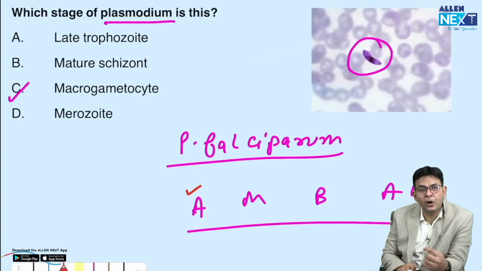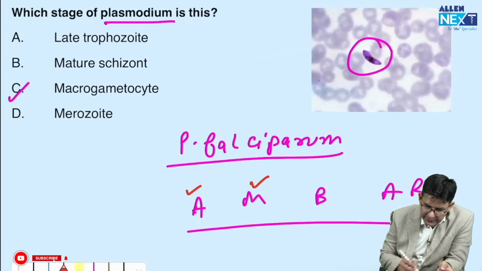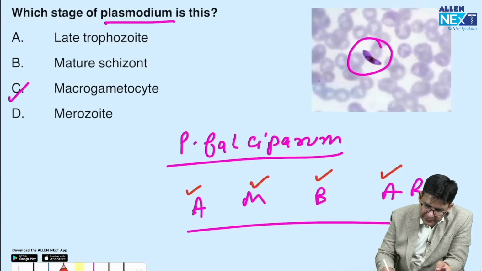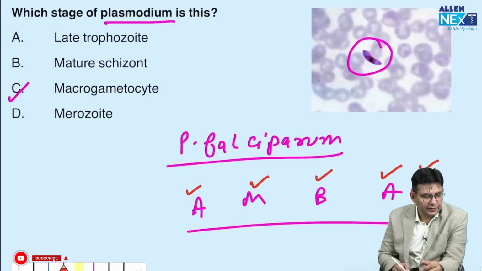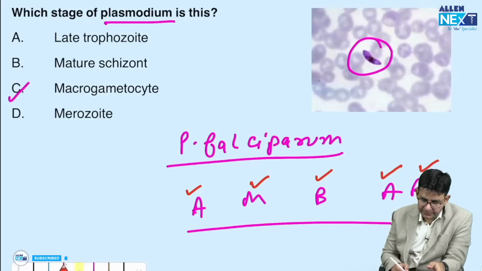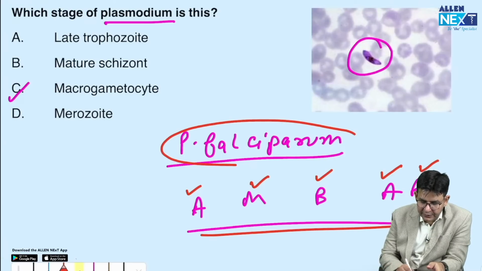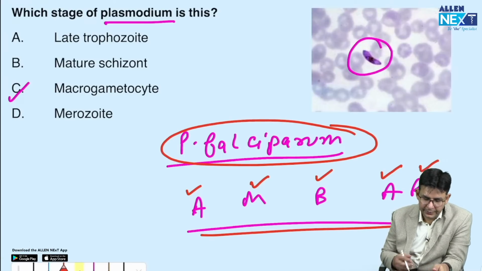A is all age RBCs are involved. Okay, Maurer's dots are seen, banana shaped gametocytes are observed, Ecol forms are seen, recrudescence is there, and renal failure is there in this particular one. All these are important features of Plasmodium falciparum. Okay.